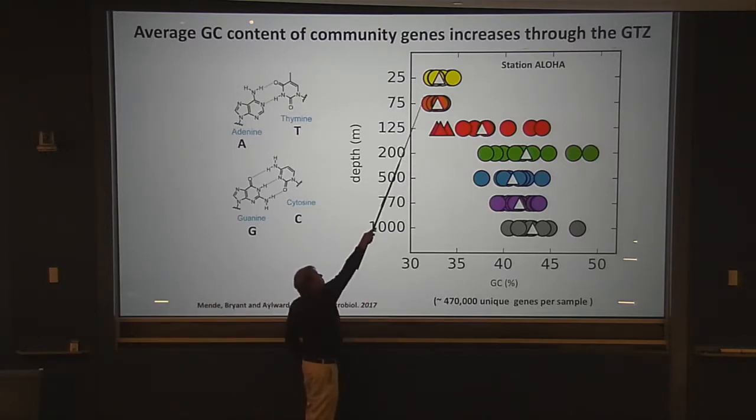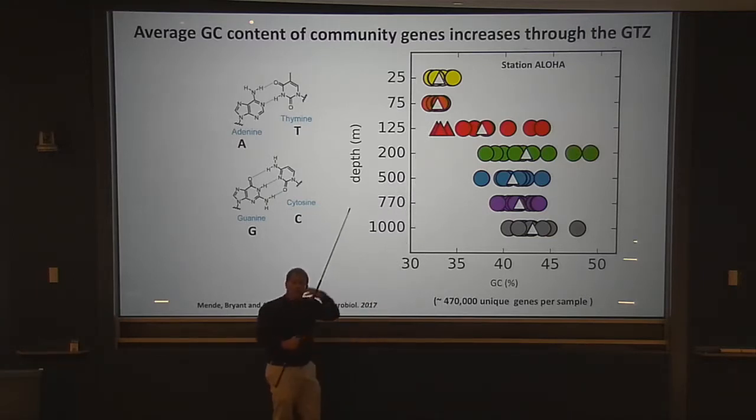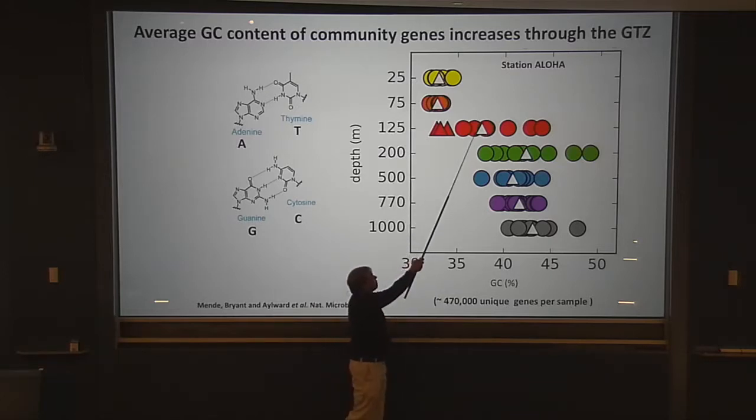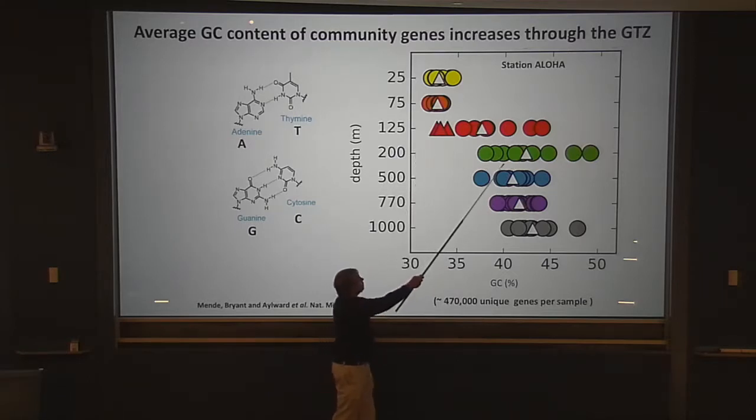So up at 25 and 75 meters, we had a rather low GC content in the collective genes of the whole community of about 32. As we crossed that deep chlorophyll maximum there, the GC content started to go up and reached essentially a maximum once we got down to 200 meters.